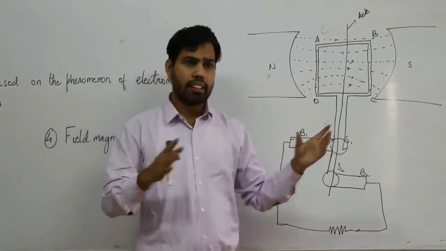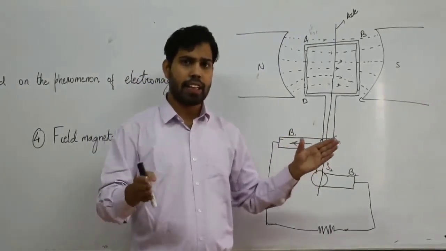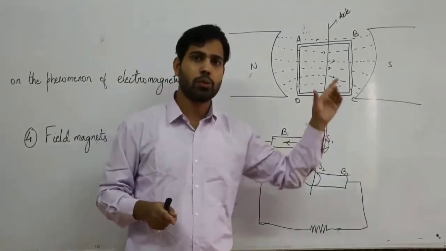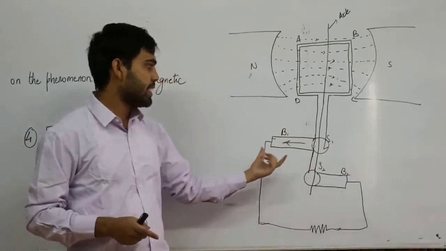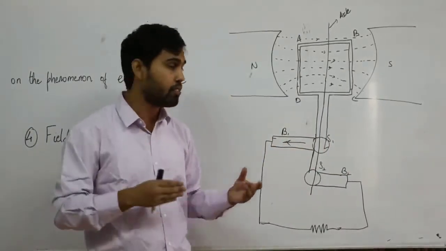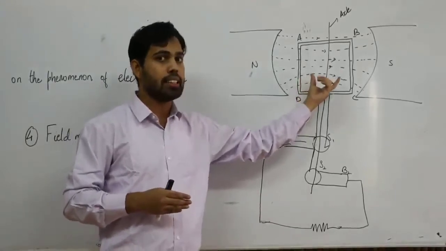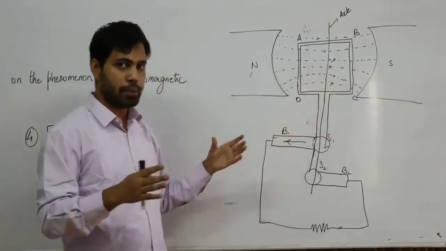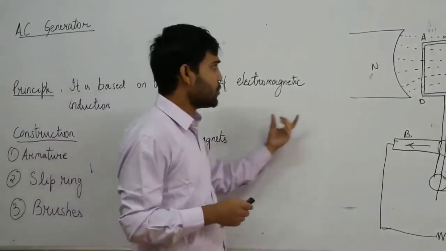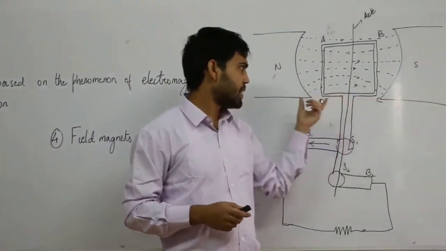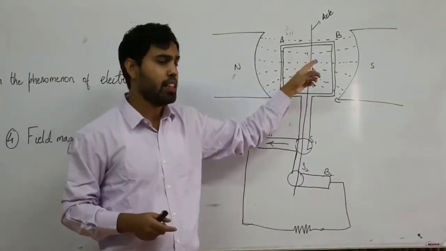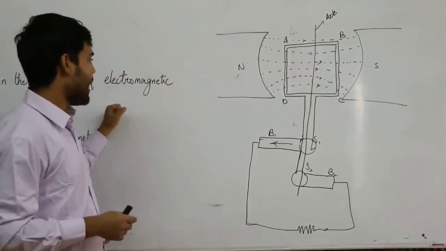Now, in the earlier case, like in the electric motor, brushes were used to provide electric current to the coil. But in this case, brushes are used to take out the current generated in this coil. So this is the difference between an electric motor and an electric generator. And then I have two field magnets. What is the purpose of these field magnets? To provide a continuous supply of magnetic field. So this is the construction of an AC generator.